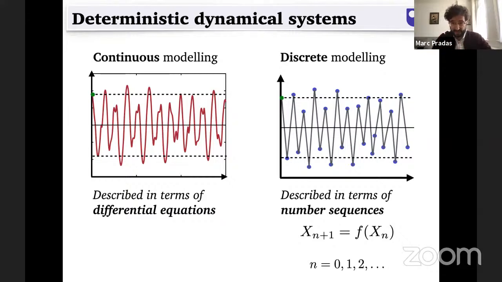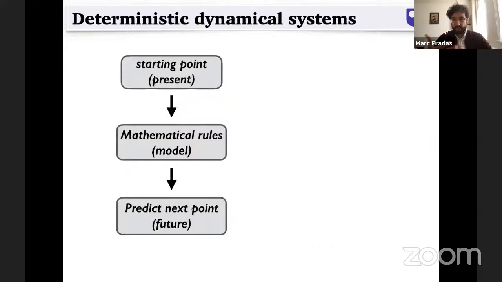Mathematically, this is described in terms of number sequences. They are much easier to treat analytically, and also to understand complicated motion by looking at simple sequences of numbers. So the way it works is the following. We have a starting point, which represents the present. We have some mathematical rule that represents the model. And we apply this rule to the first point, which we know, and get the next point, which represents the future.